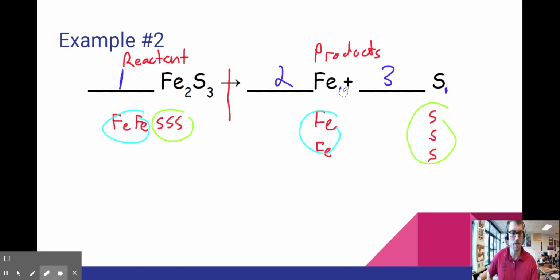But again, you don't have to do it that way. I think this visual method is pretty simple, straightforward, and easy to do. All right? All right, let's head on to our next example.